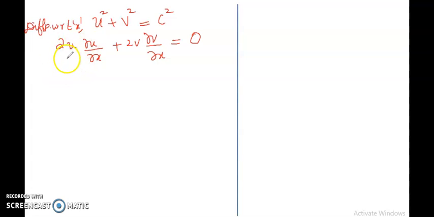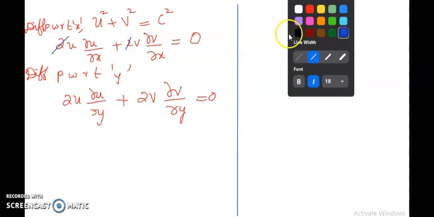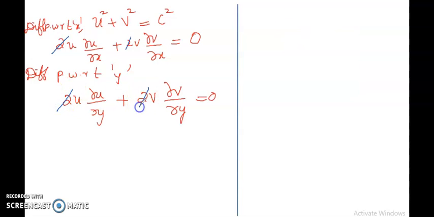And this 2 can be eliminated by dividing the equation by 2. So we get u into dou u by dou x plus v into dou v by dou x is equal to 0. Now let us differentiate partially with respect to y. Similarly, 2u dou u by dou y plus 2v dou v by dou y is equal to 0. Here also dividing by 2, the 2 is eliminated.